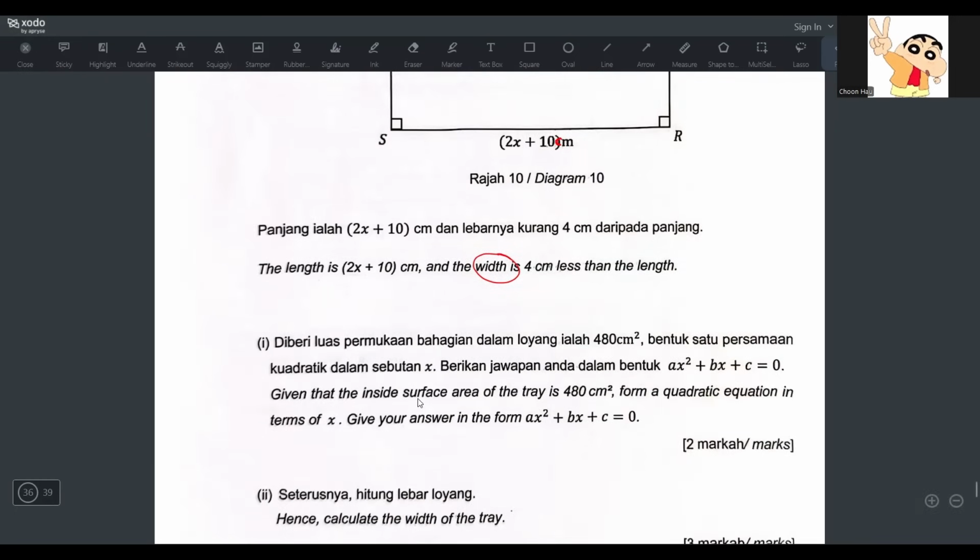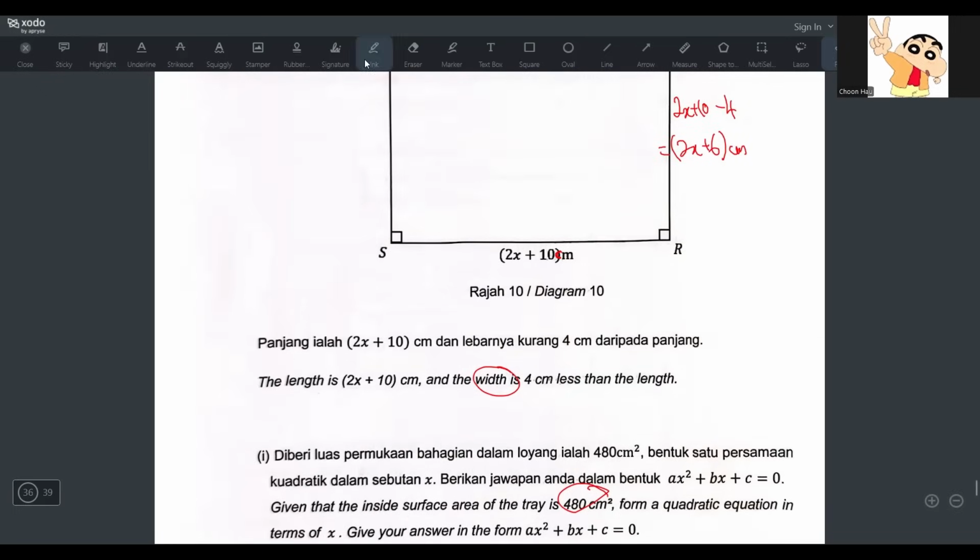Okay, now what do they want? Given that the inside surface area of the tray is 480 cm square, form a quadratic equation in terms of x. Give your answer in the form of, okay, this is the general formula. Okay, so how to do it? So the information given is what? Total inside surface area is 480. So area equals 480 cm square. That's the area of the tray. Form a quadratic equation in terms of x.